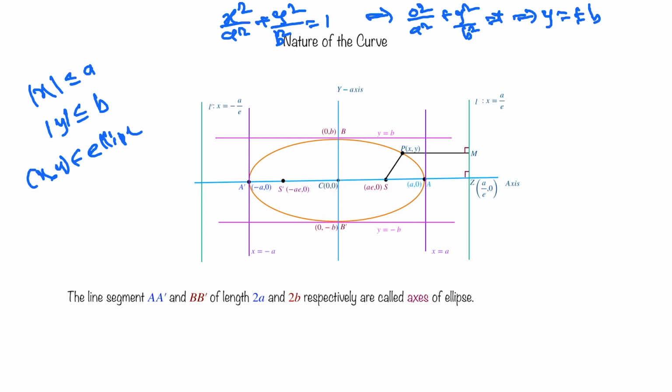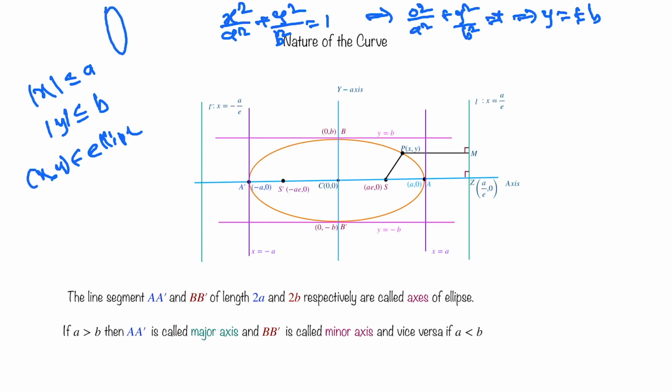Here we have a greater than b, right? So if a is greater than b, AA dash is called the major axis and BB dash is called the minor axis. Vice versa if a is less than b. When a is greater than b, you get a fat and short ellipse, but when a is less than b, you get a tall and skinny ellipse like this. In that case, the axis will be the y-axis, and the foci also lie on the y-axis. In that case, BB dash is going to be the major axis and AA dash is going to be the minor axis.